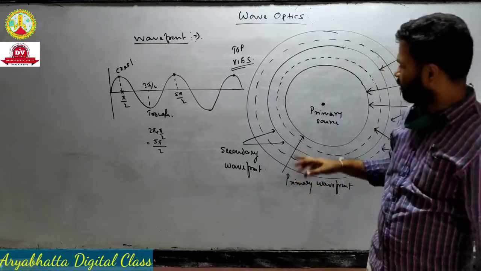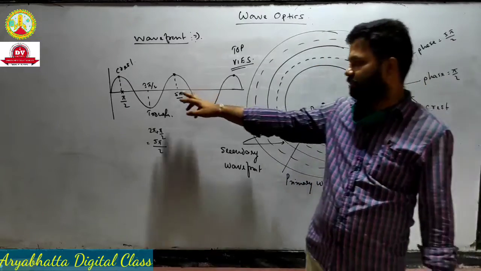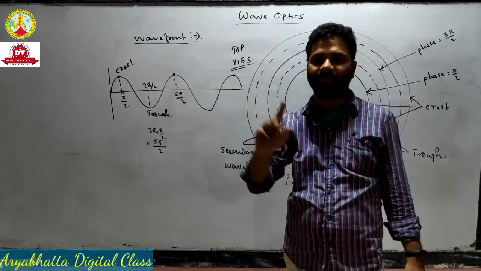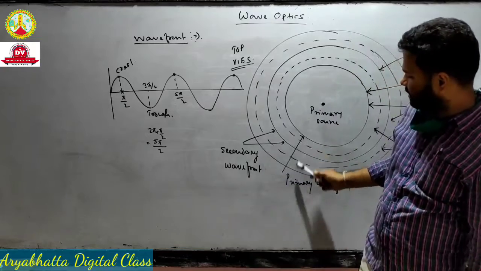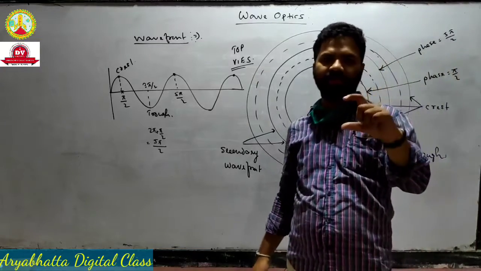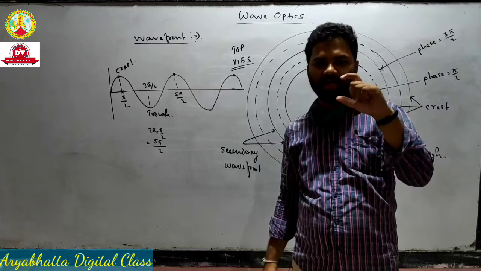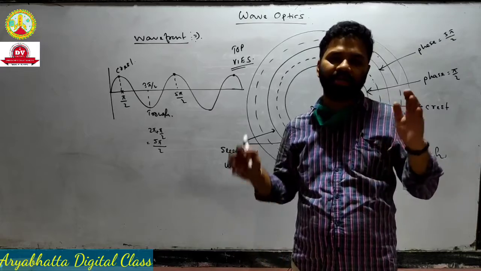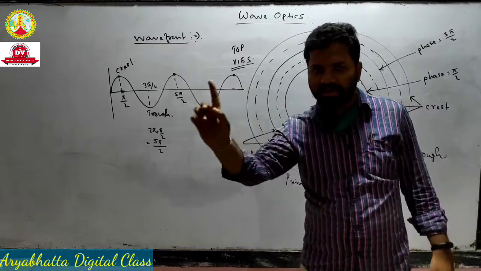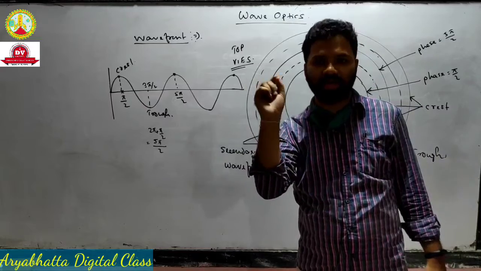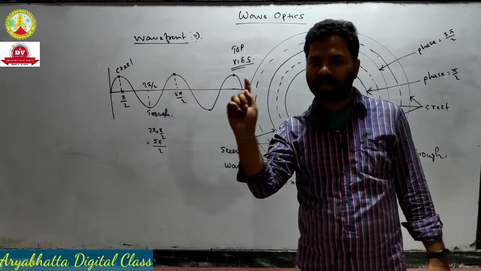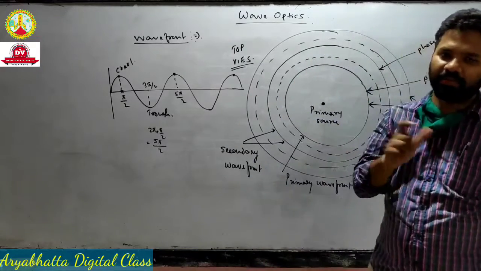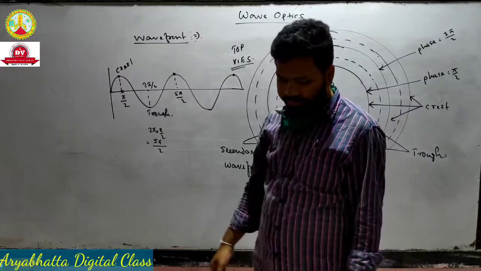If we draw the locus of all the points vibrating at an angle of 5 pi by 2, then we will obtain the second crest. And these are nothing but wavefronts. So what is the definition of wavefront? Wavefront is nothing but the locus of all the points vibrating in the same phase. If all the particles vibrating in one common phase, we draw their locus, then the locus will give us the wavefront. So what is the definition of wavefront?